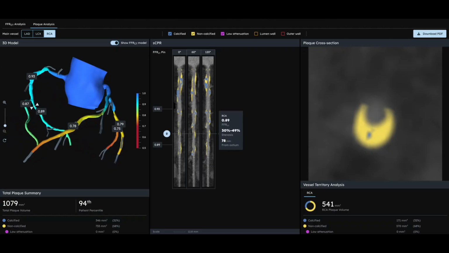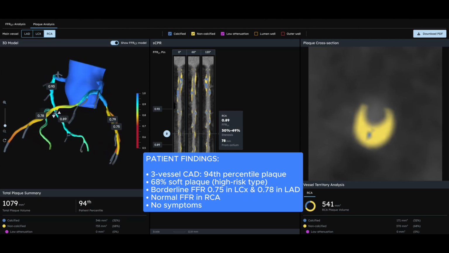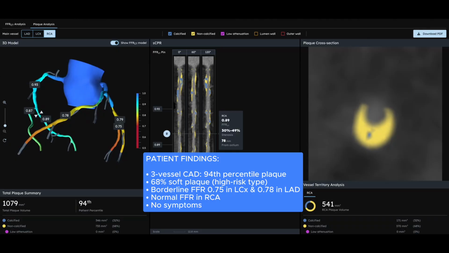So now putting this all together, we can see that this patient has extensive 3-vessel coronary artery disease, and they have greater plaque burden than 94% of their peers. 68% of their plaque is soft plaque, which is the kind that causes most heart attacks. And so we want to either get rid of that or prevent it from progressing any further through medical management. And we have borderline blood flow restriction, especially in the left circumflex, but the patient doesn't report any symptoms such as chest pain, so we'll just have to keep an eye on that. There is normal flow, relatively speaking, in the RCA, which is good.